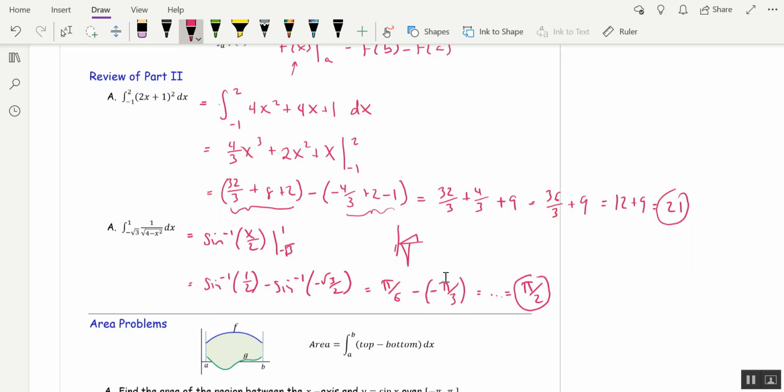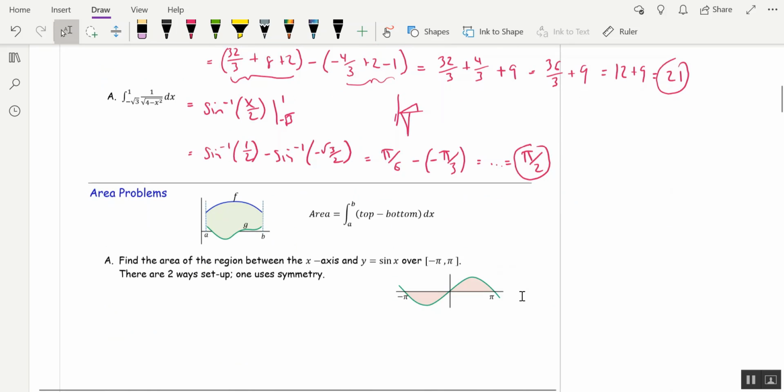Okay, so let's talk about some area problems. When you want to compute the area bound by 2 curves, you have to integrate top minus bottom. And if the top curve and the bottom curve change halfway through the interval, like they do in this example here, then you're going to need 2 integrals. So find the area of the region between the x-axis and sine x over the interval from -π to π.